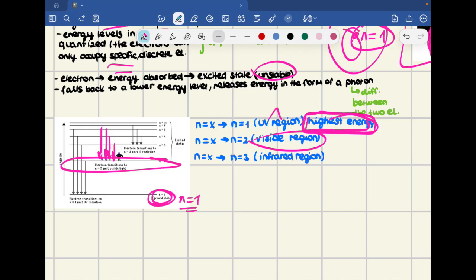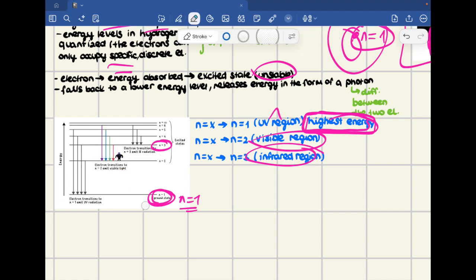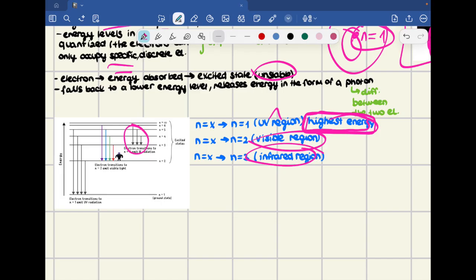And when an electron transition occurs from a higher excited state to the excited state of n equals 3, these transitions fall into the infrared region of the electromagnetic spectrum, and they emit infrared radiation. So this summarizes what happens when different types of electron transitions occur.